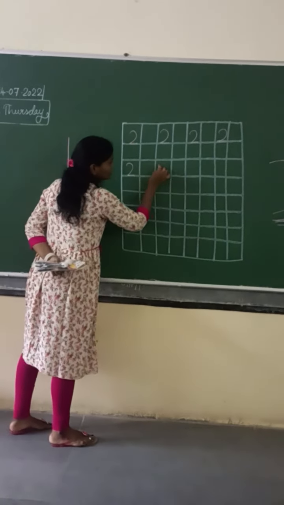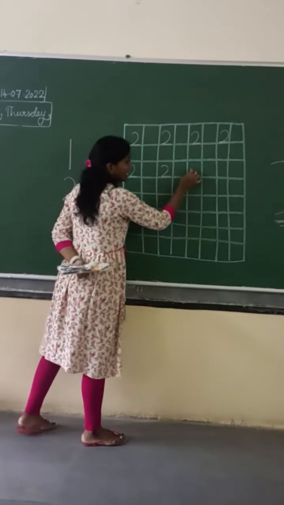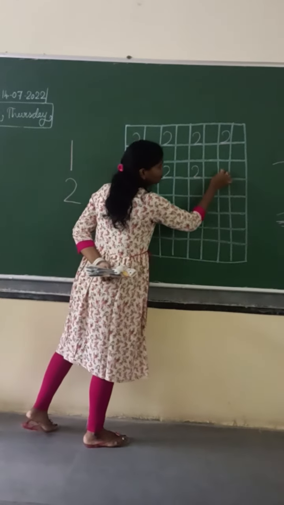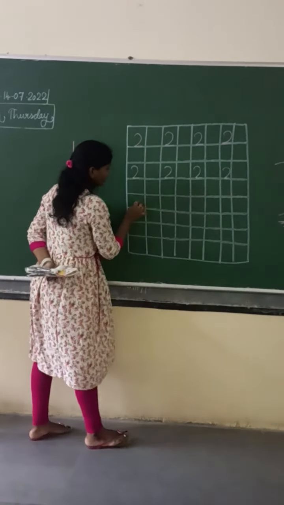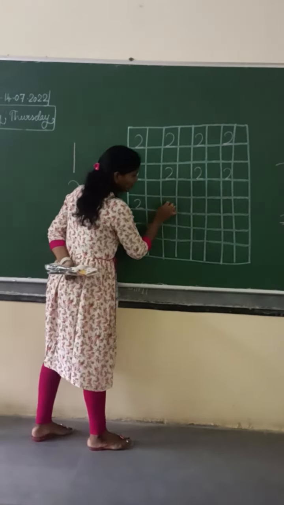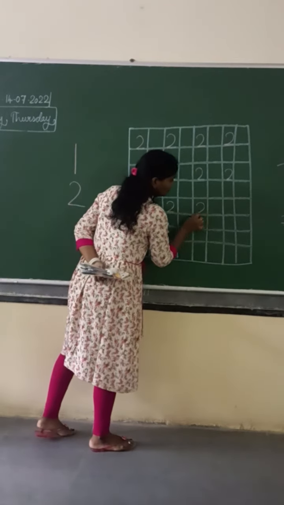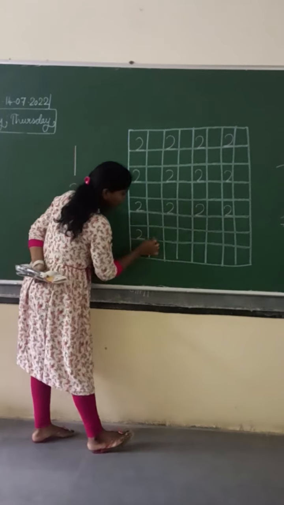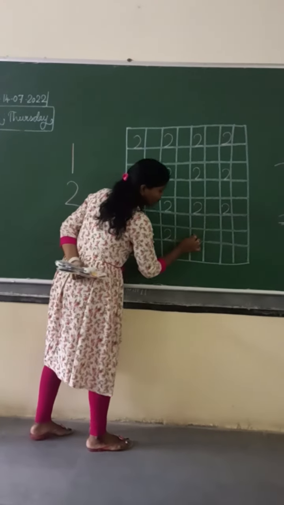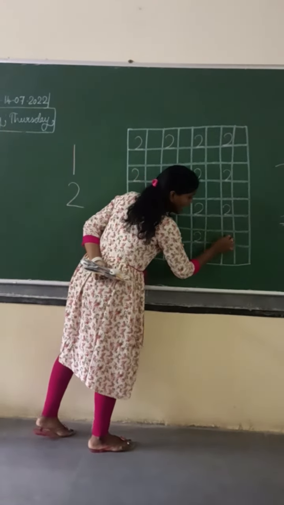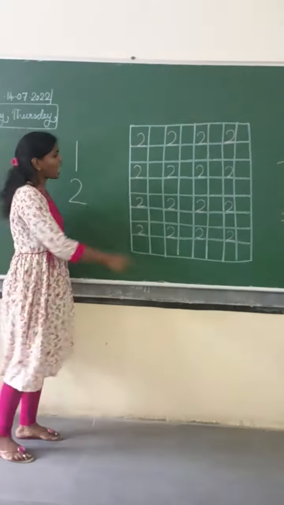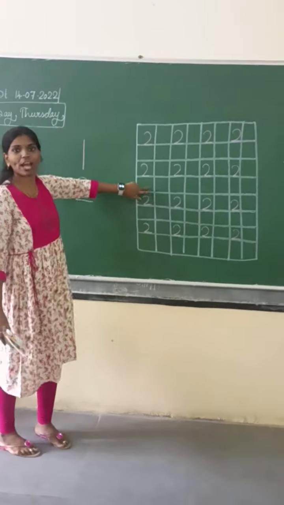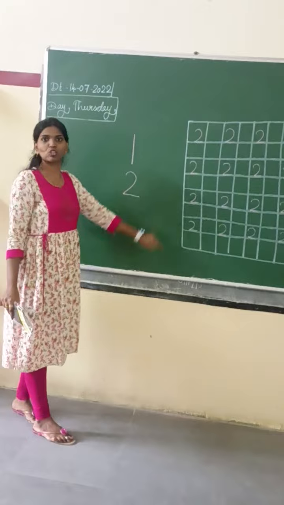Number 2. Say and write. Okay? Number 2. You have to say and write. While writing, don't write simply. Just repeat it and write. Number 2. You have to finish it like this. Neatly you have to write in your math notebook.